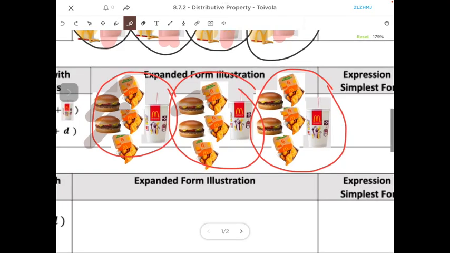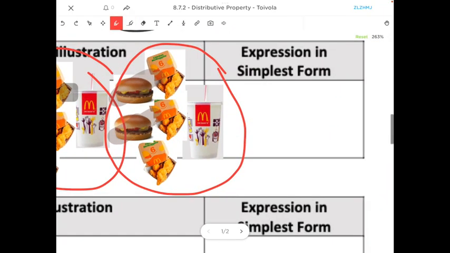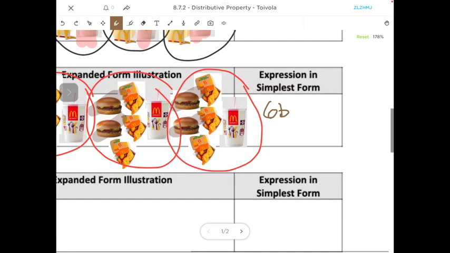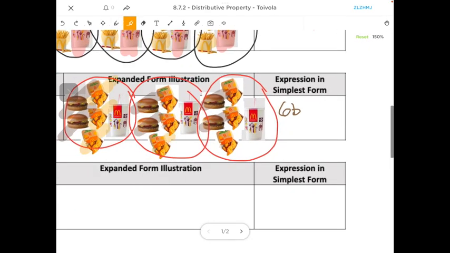1, 2, 3, 4, 5, 6 burgers. So I'm going to write that first. 6B. Put this all in a line. 6B. And then for the nuggets, there are 1, 2, 3, 4, 5, 6, 7, 8, 9. There are 9 chicken nuggets, and there are, I think, 3. 1, 2, 3. Yep, 3 drinks. 3D. You might notice that I didn't put the operations in yet.